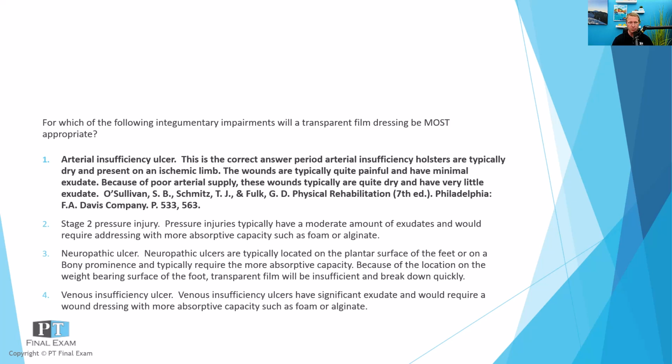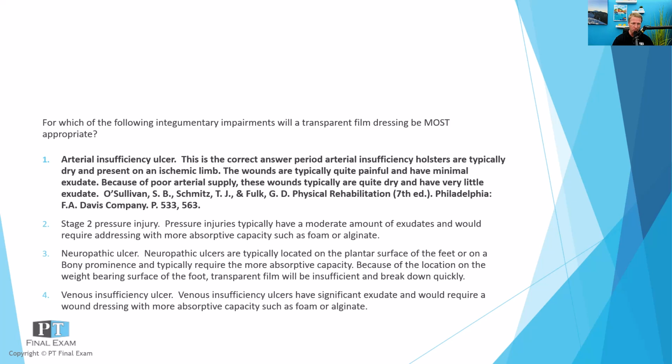And so the first part, a transparent film dressing is a lot like plastic wrap. It has really no absorptive capability. It's typically placed on a wound with no exudate or very minimal exudate. It's really meant to trap in moisture for a very dry wound to try to help it to not be quite so dry anymore.